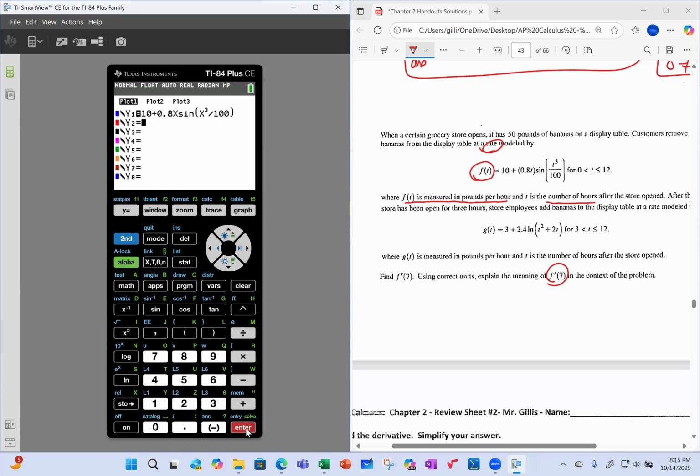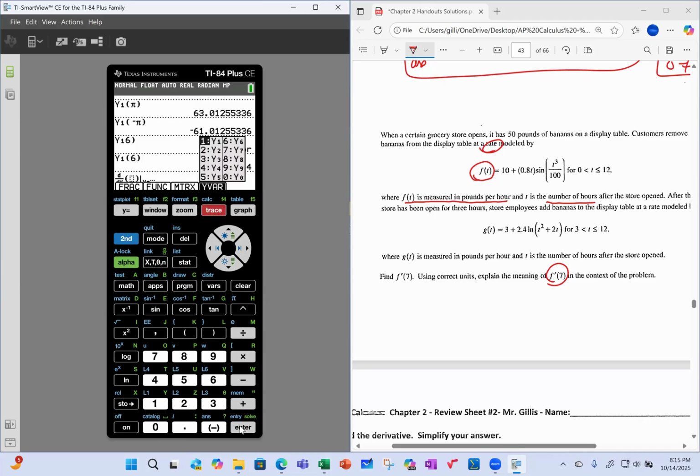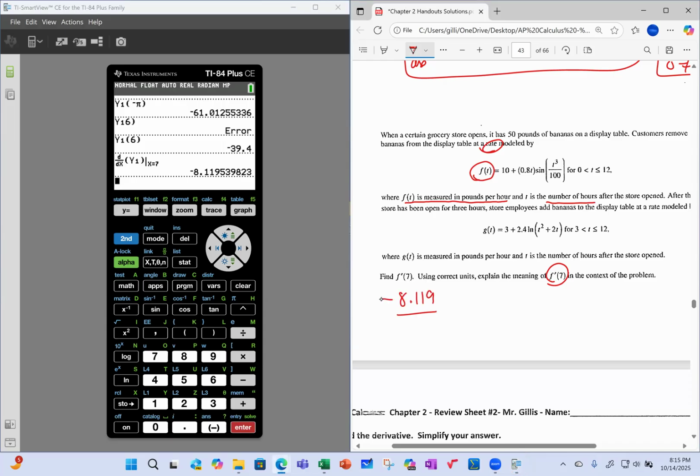Close it, enter. And then now I'm going to do second quit, math 8 for the derivative. And I'm going to put y1, alpha trace y1, with respect to x at the number 7. And I get for an answer negative 8.119, remember 3 decimal places. And finally now, what's my interpretation? We're going to use that template to interpret a derivative in context. We start with the template.